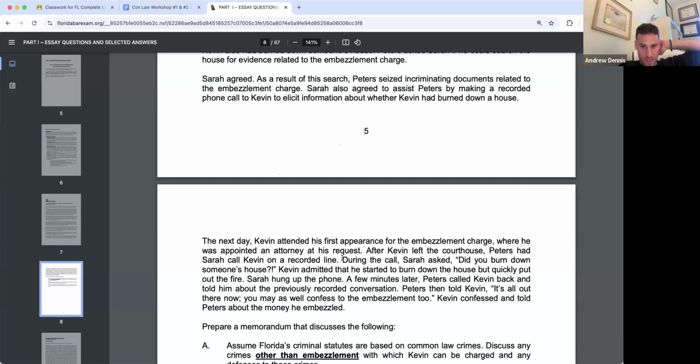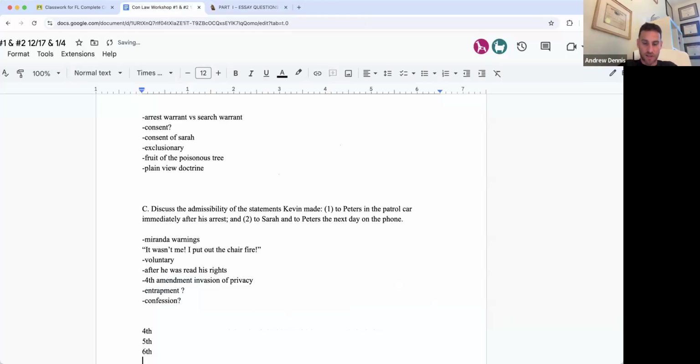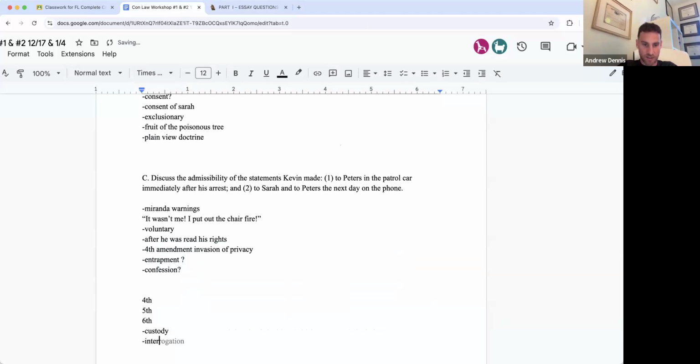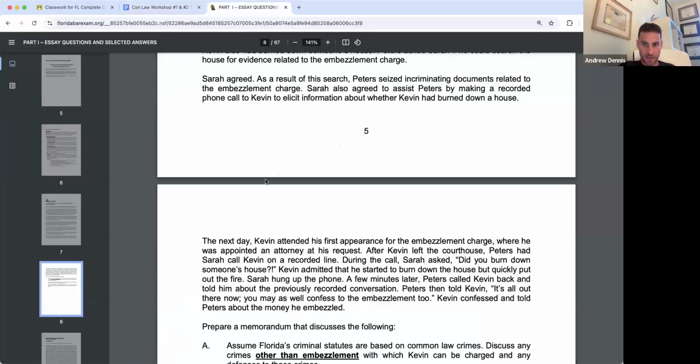So Peters had Sarah call him. It seems like he should have had counsel with him, right? It seems like this is an interrogation, right? There's definitely going to be something about custody and interrogation. Those are some buzzwords. Like, is this a custodial interrogation? Is this a Sixth Amendment interrogation?